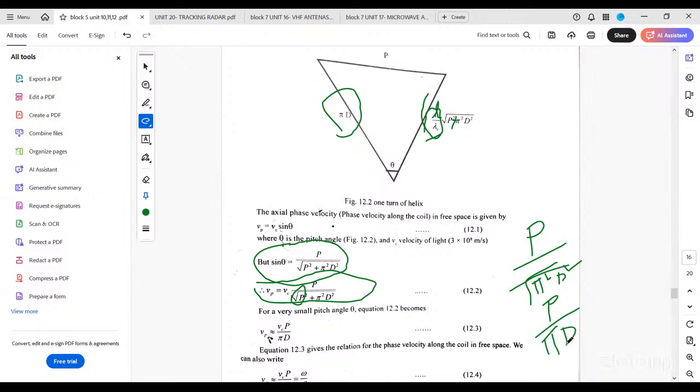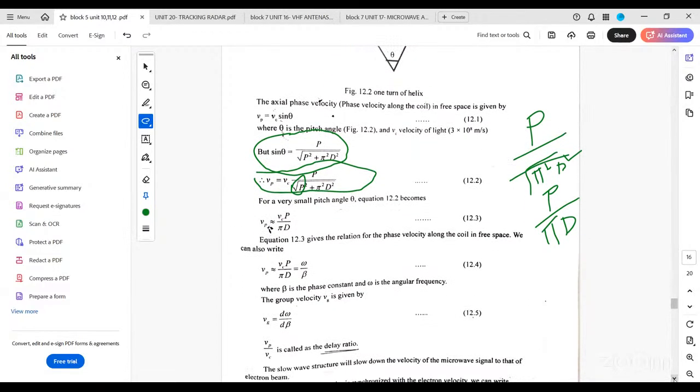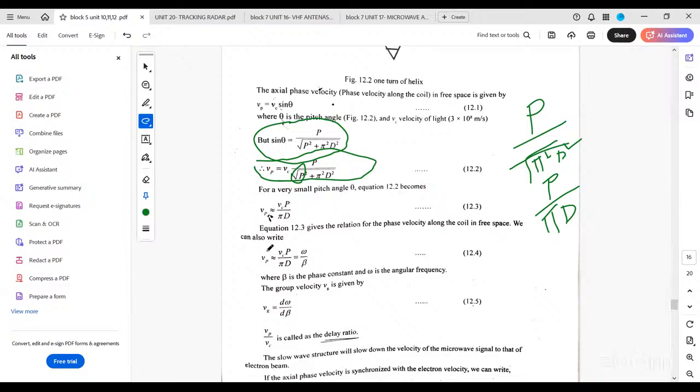In P by under root of P square plus pi square D square, there P square is 0. Make P square 0. So what is left? In the denominator pi square D square is left. Square and root are cancelled, and only pi D is left. From substituting, we get equation number 12.3. So VP equals VC times P by pi D, and this is equated to omega by beta. I am treating VP as omega by beta.